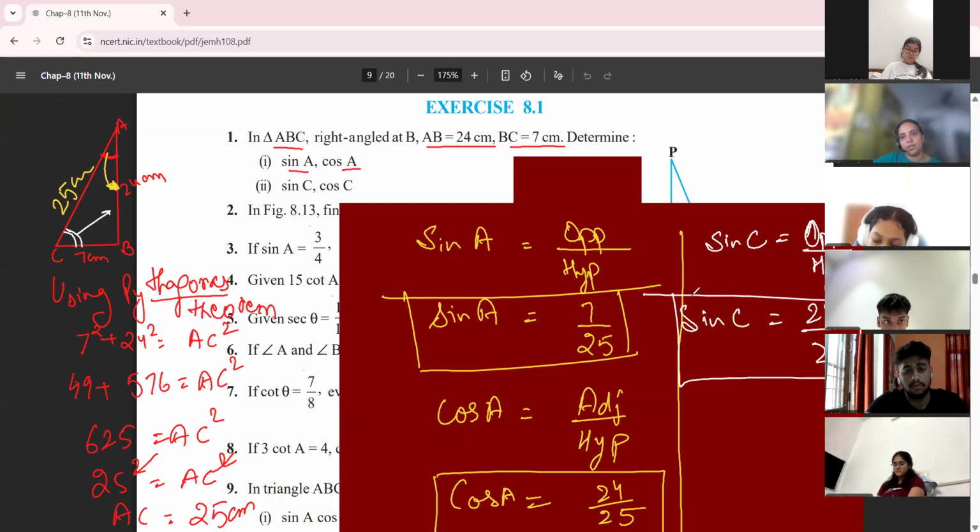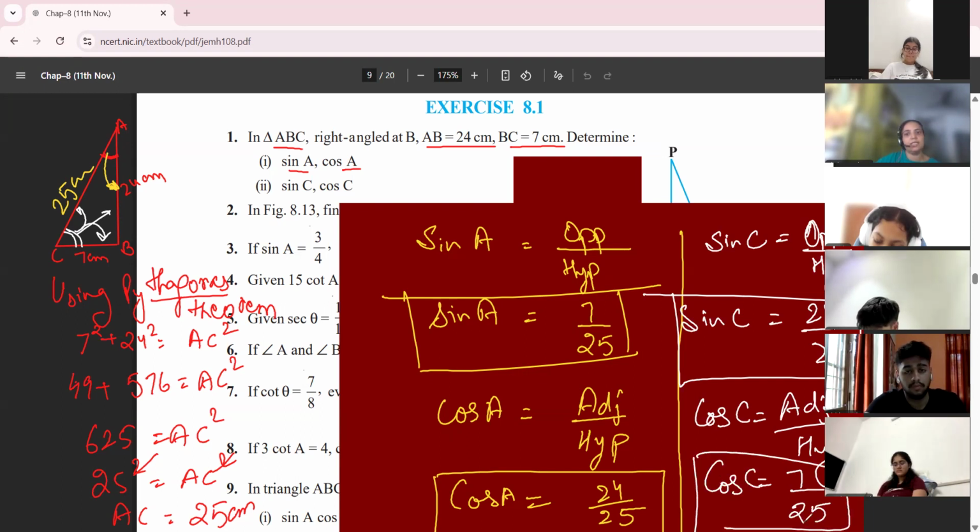Okay. Next is cos C. So cos is adjacent by hypotenuse, which means adjacent 7 by hypotenuse. So 7 by 25. Got it or not, everyone? Is this easy? Clear, everyone, or not? Need the writing time or should I move ahead?